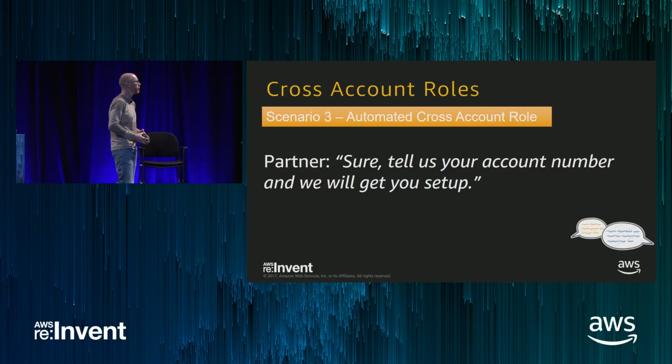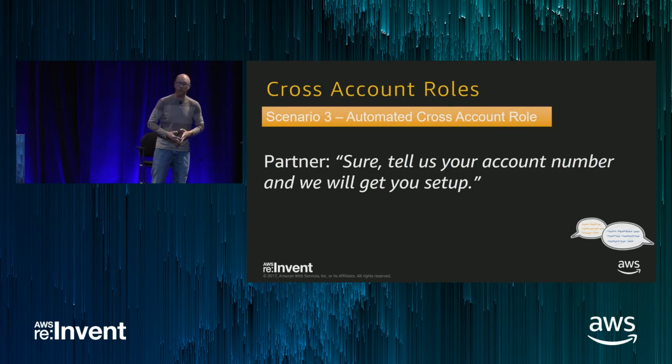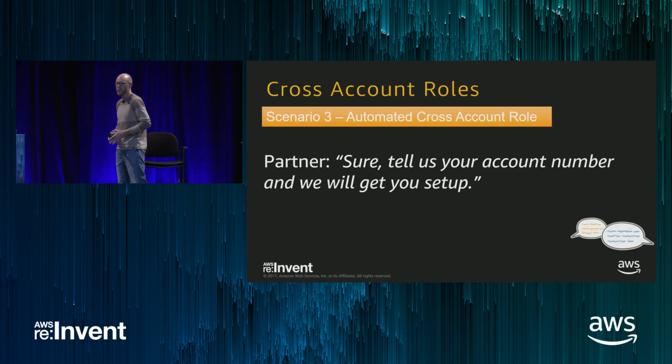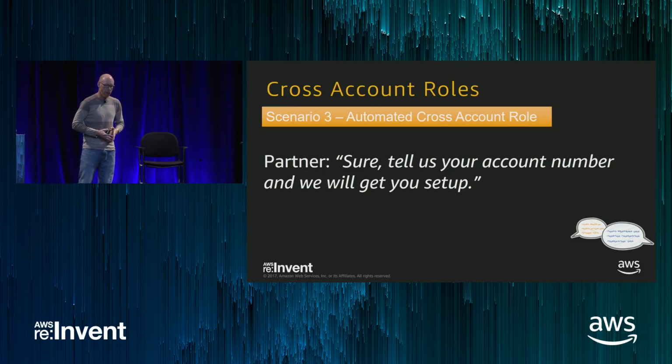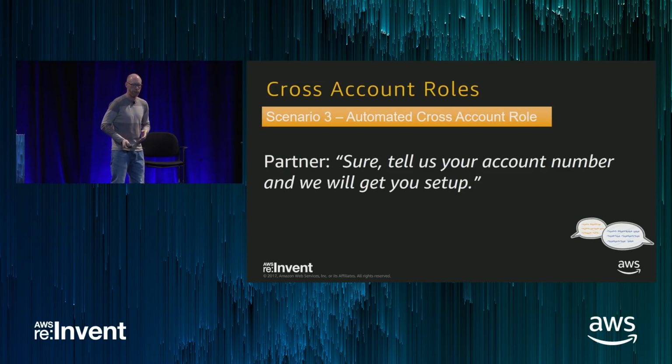So let's go to scenario number 3. Same question from our customer, but this time the response from our partner is, sure, just tell us your account number and we'll get you set up. Everybody can find their AWS account number. That's pretty easy for you to find. Everybody knows where that is. That's pretty cool. Seems nice and easy, but how does that actually work?